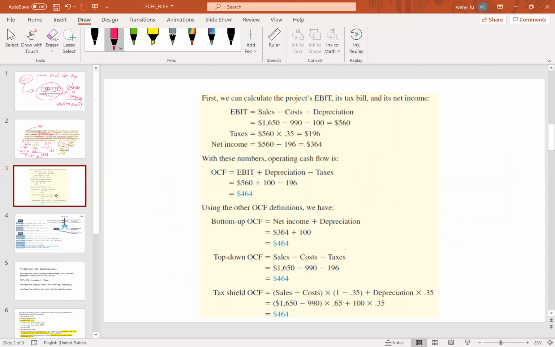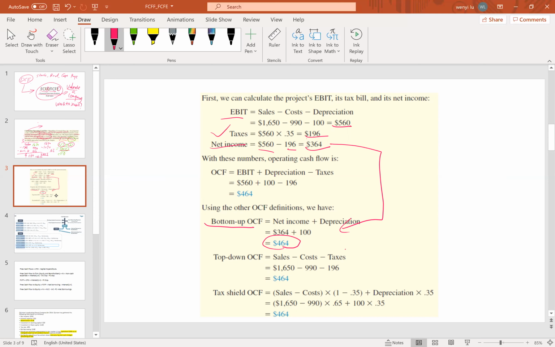First, we solve EBIT, which equals $560. Then we solve the tax based on the tax rate of 35%. The tax will be $196. So our net income is the EBIT minus tax, which equals $364. When you have the net income in hand, you add the depreciation to get the operating cash flow. So from the bottom line of the income statement, plus depreciation, we get our operating cash flow. That's called the bottom-up method.